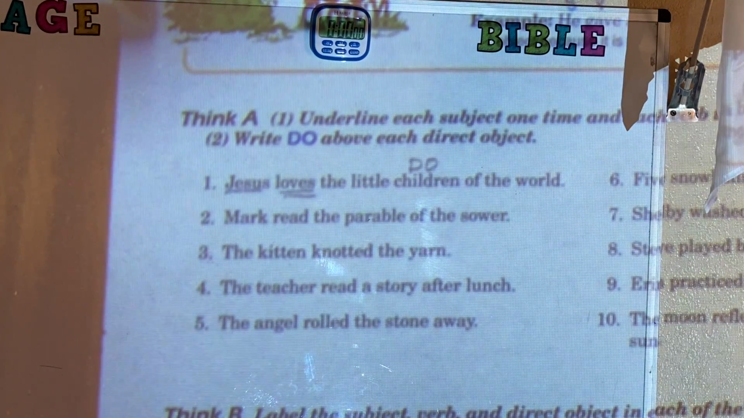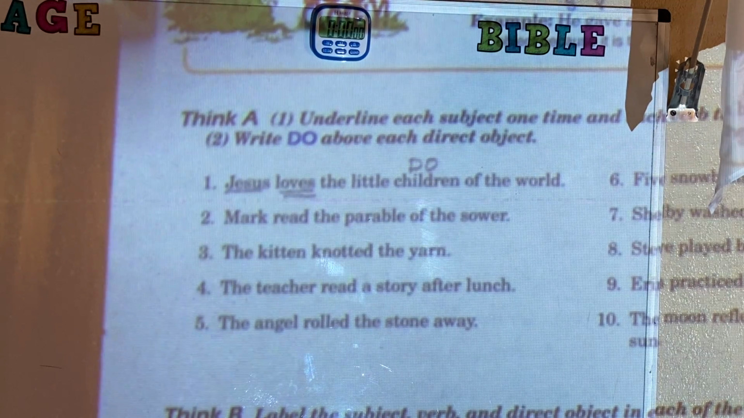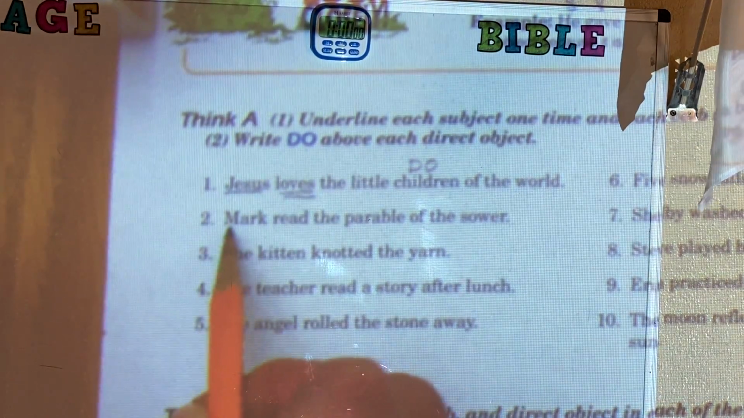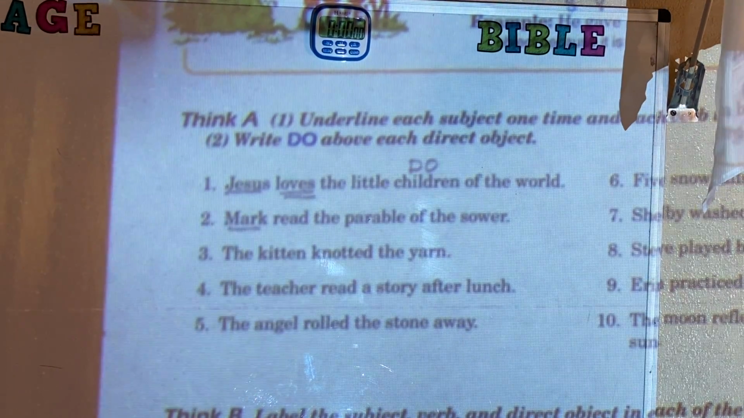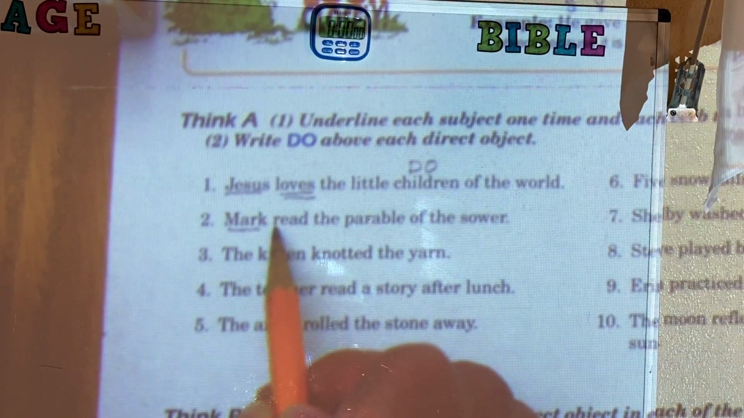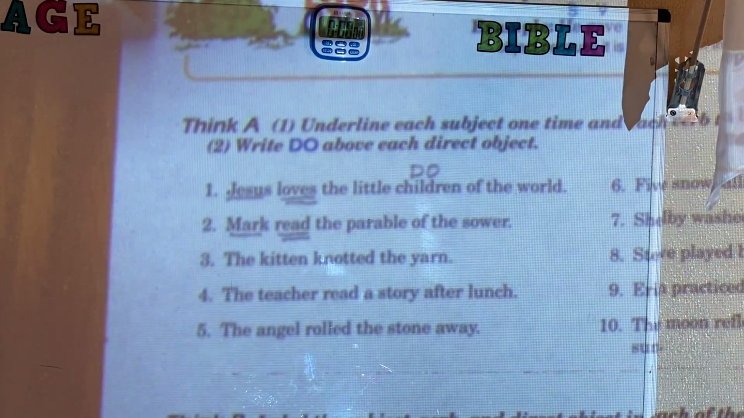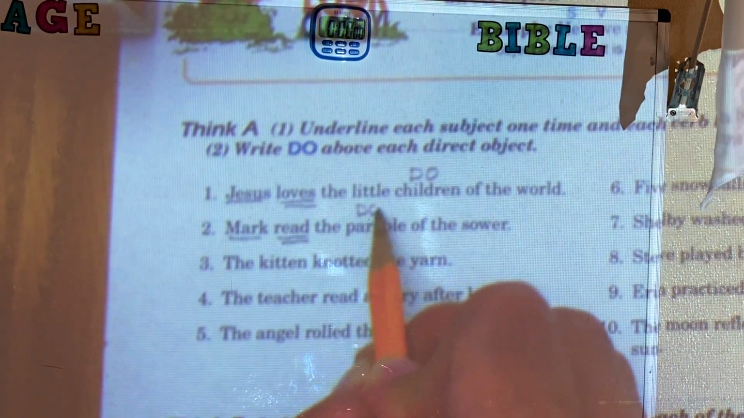Number 2, Mark read the parable of the sower. So who is the subject? It would be Mark. We underline it once. What does Mark do? He read, so you would underline it twice. And what does he read? The parable, so that would be your direct object.